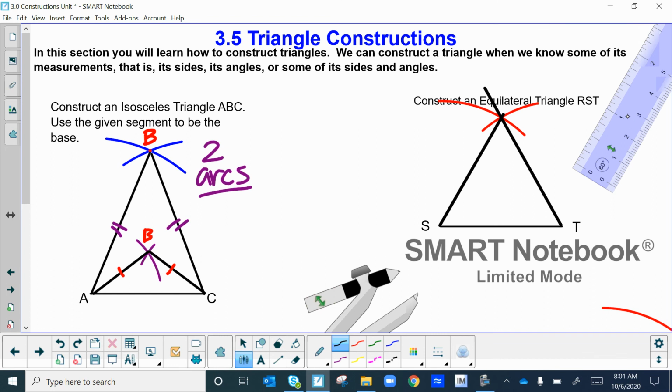Okay, and it's okay if you go past the line. That doesn't matter because you're going to name the point anyway. So that point right there is going to be R. So now you have equilateral triangle RST. Okay, that's it. This one also needs just 2 arcs. So both of these just need 2 arcs to make sure you have those sides being congruent.